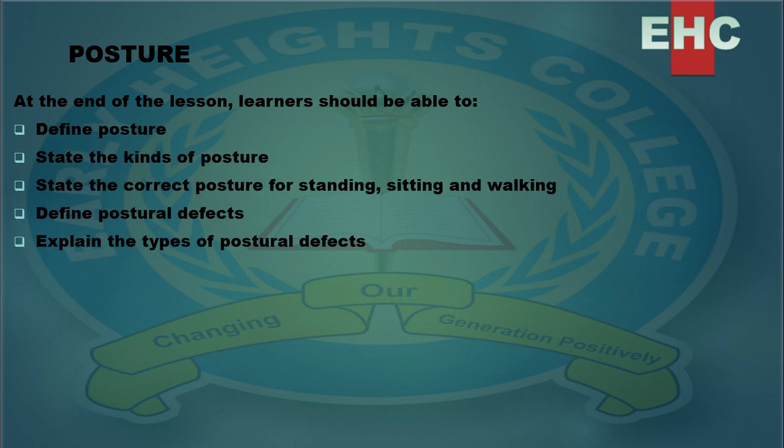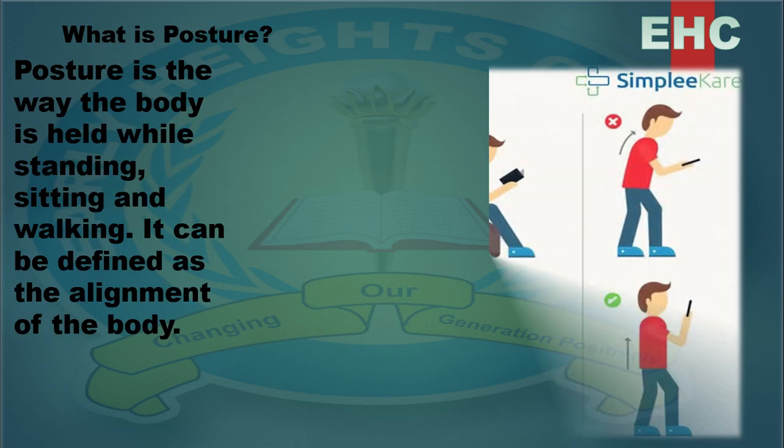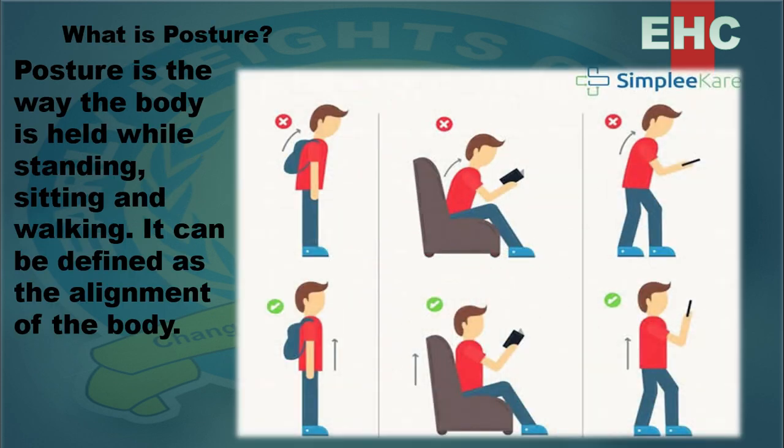At the end of the lesson, the students should be able to define posture, state the kinds of posture, and state the correct posture for standing, sitting, and walking. They should also be able to state what a postural defect is, and then at least mention a few types and explain. So what is posture?